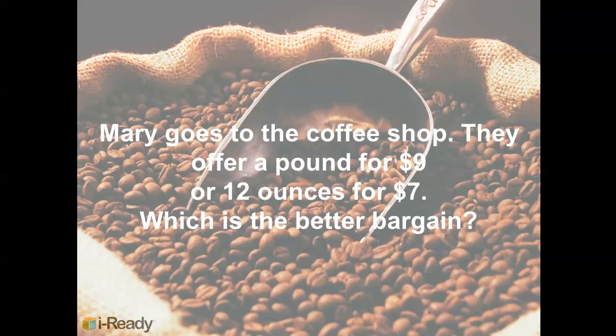The reason it's important is, here's a good example. Mary goes to the coffee shop. They offer a pound for $9 or 12 ounces for $7. Which is the better bargain?